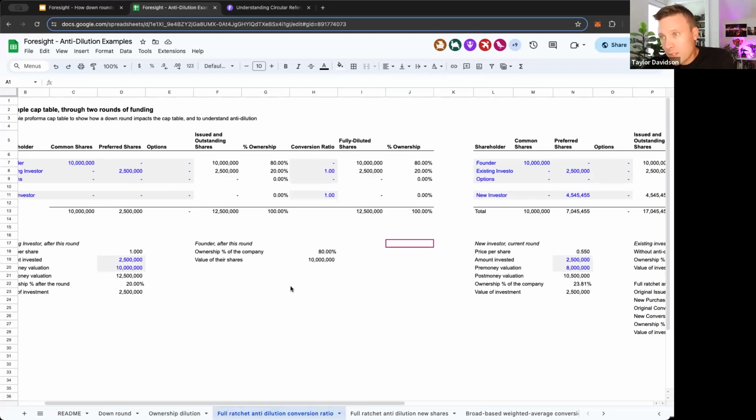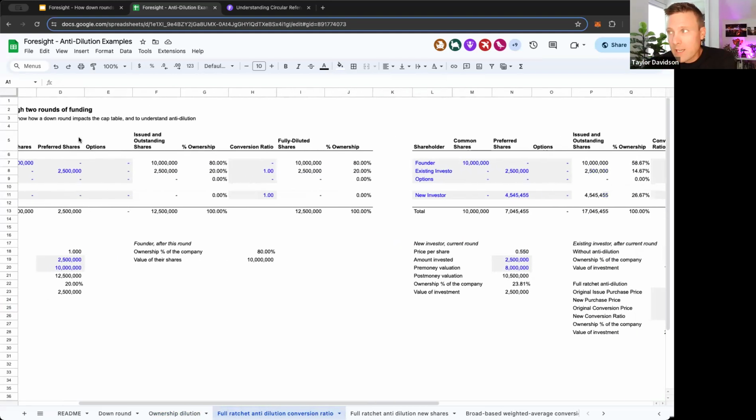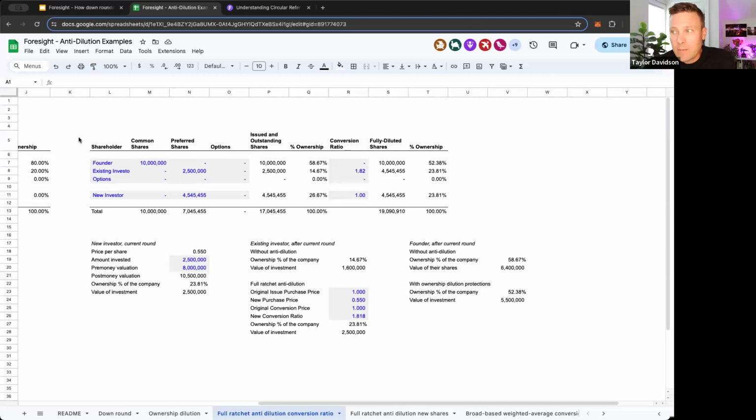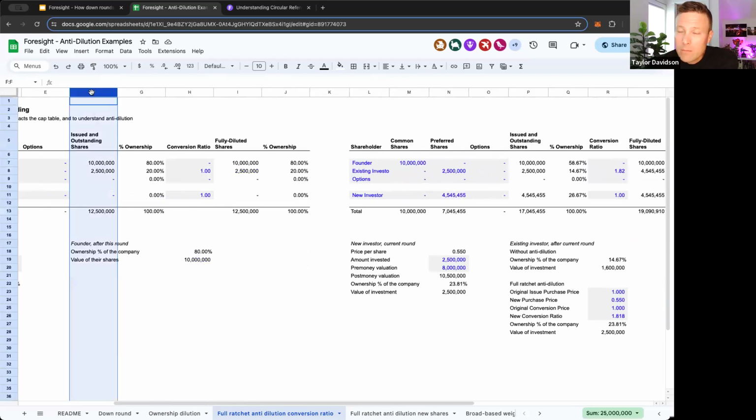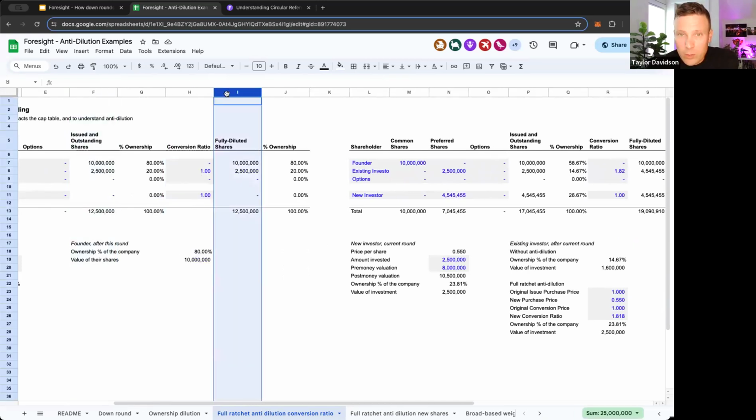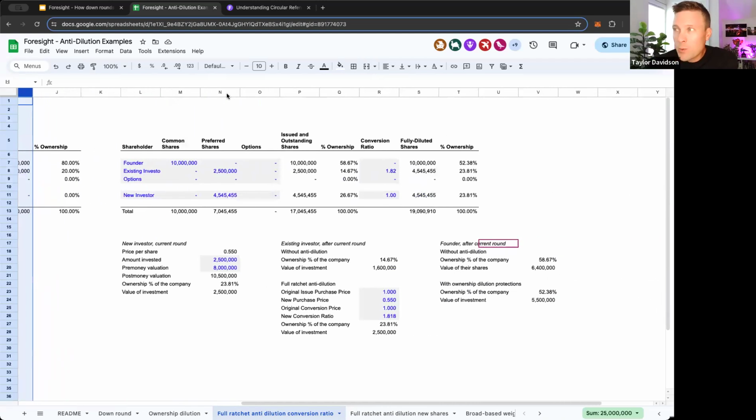So this sheet basically goes in to say, okay, the same pre-financing cap table, but let's look at a post-financing cap table. And what we've laid out here is an example of adjusting the conversion ratio. So before here we have 12.5 million shares, all the conversion ratios are 1. So the fully diluted shares on an as converted basis is the same 12.5. But in this case, once we adjust the conversion ratio, that's going to change a bit of how this works.